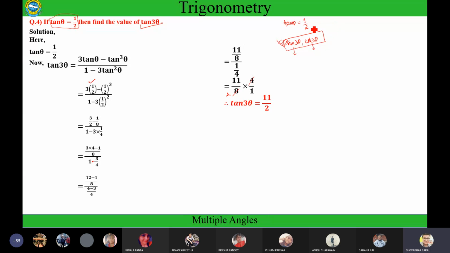Now first, we need to find the value of sin theta and cos theta, because in the formula of sin 3 theta we need to find the value of sin theta at first. Similarly, in the formula of cos 3 theta we have to find the value of cos theta. I think you know the value of PBH formula. Tan theta is equal to P by B. P by B is equal to 1 by 2.